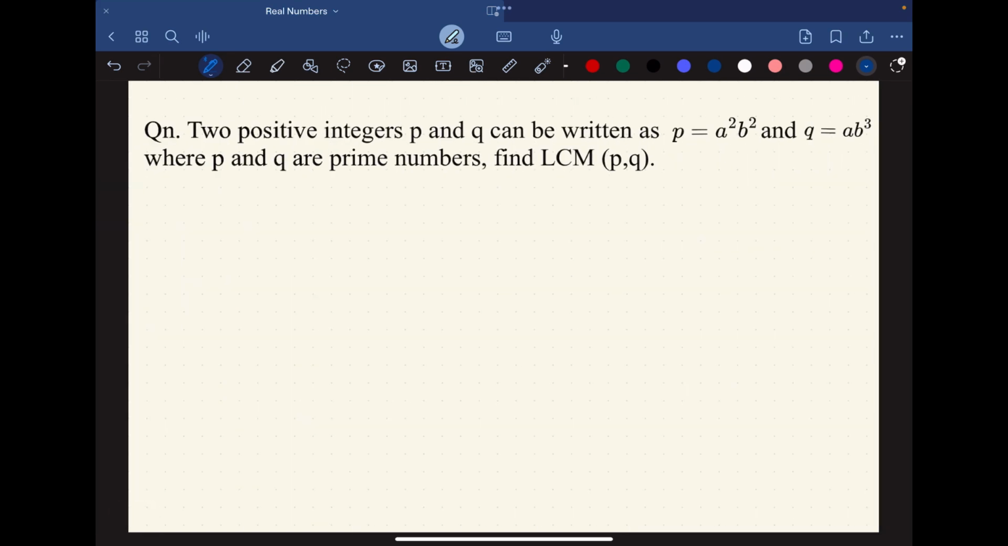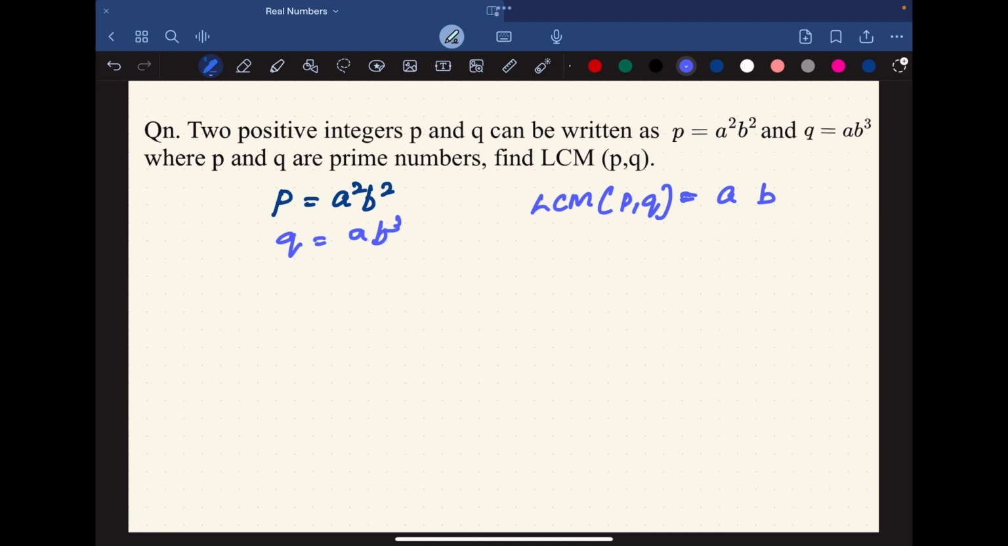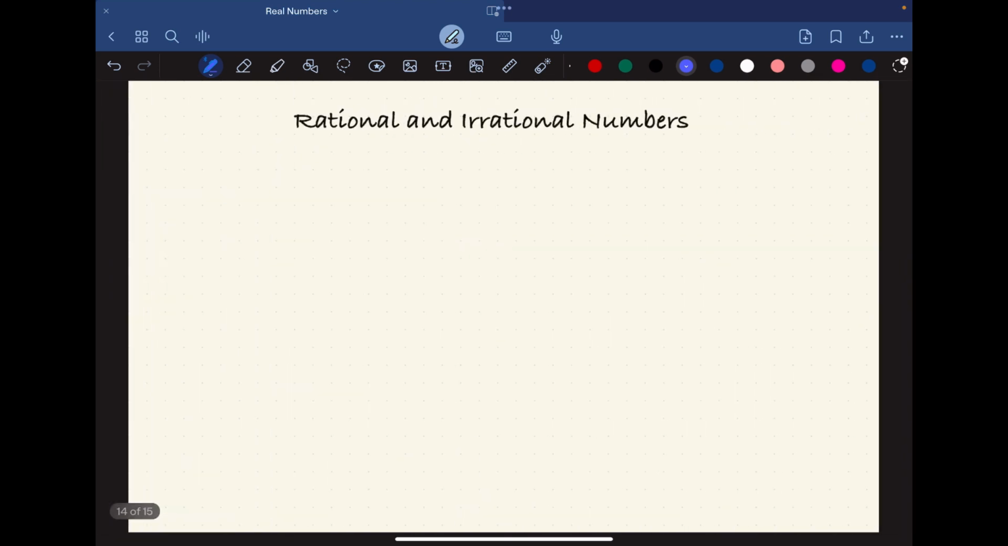Two positive integers p and q can be written as p is equal to a square b, and you can see here q is equal to a b cube. We have to find out the LCM of p and q. So it's so simple, right? LCM means you write all the factors here. a and b are the factors, with the highest power. What is the highest power of a here? a square. b is cube. So we can say that the LCM is a square b cube. Is that clear? So these are the topics which are related to LCM and HCF.